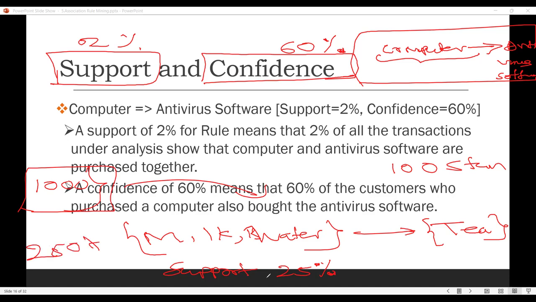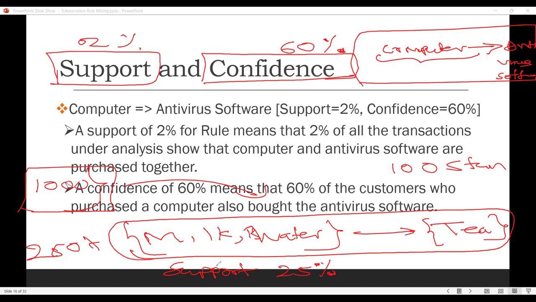250 transactions, right? 25% means if it is 100 transactions, 25 transactions. If it is 1,000 transactions, it means 250 transactions where they are purchasing these 3 products, right? That is the meaning. So 25% of all the transactions under analysis show that they are purchasing milk, water, and tea together. Maybe they are purchasing some other products as well, right? Maybe these 250 transactions include other products, but their transactions include these 3 products. That is mandatory.